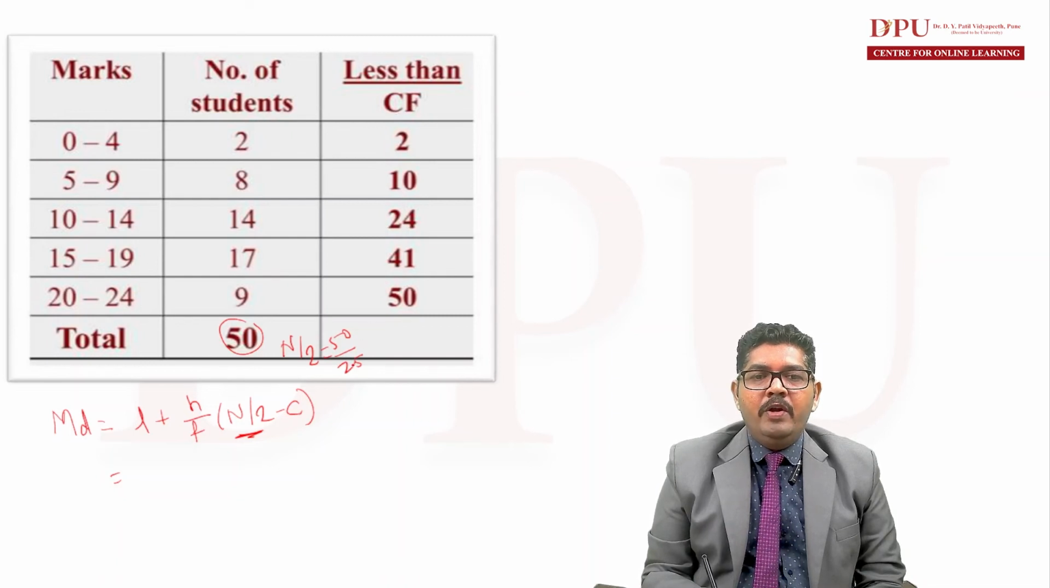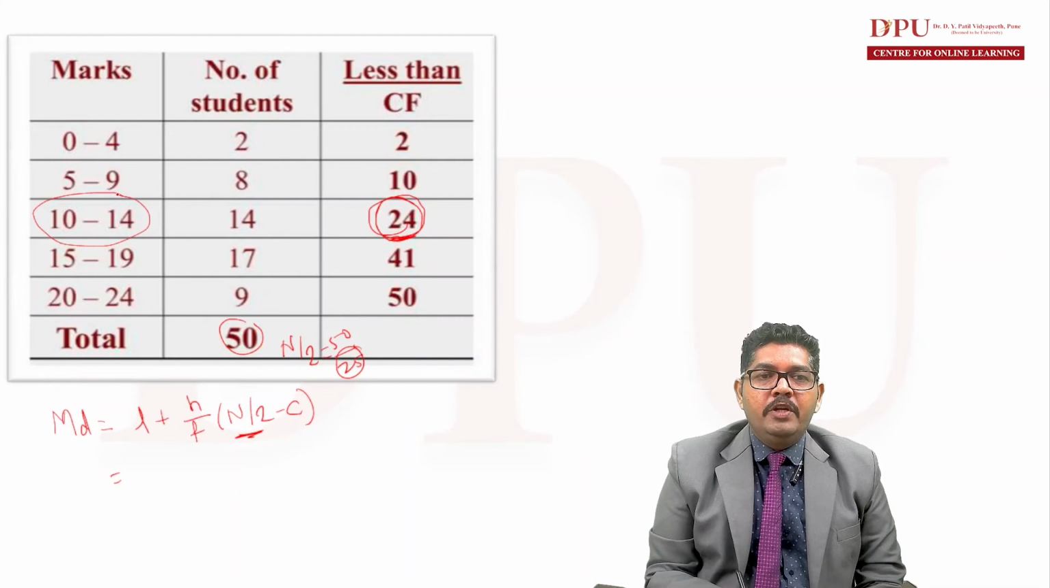We have to look for a number in this column which is just smaller than this 25 value. So 24 is the smaller value, and therefore the median class is 10 to 14. The lower limit of the median class is 10, plus H, the class width. The difference between the lower limit and upper limit, 14 minus 10, is 4.